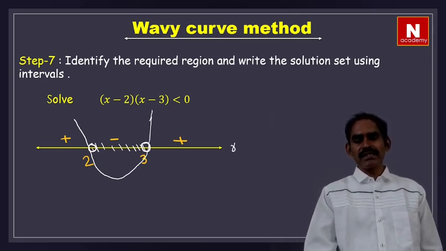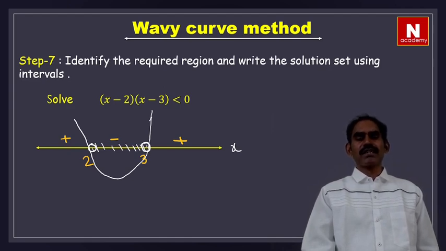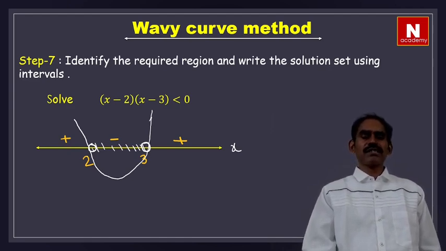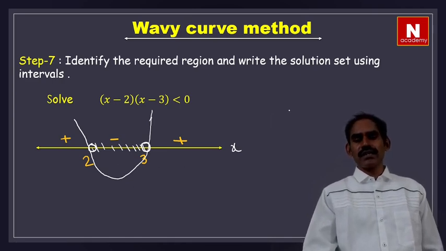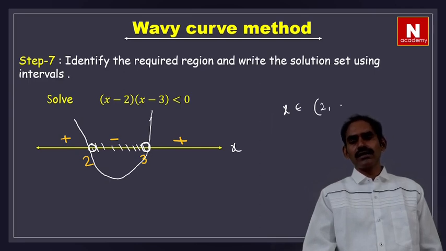If this is the x-axis, the curve below the x-axis means that is the negative part. Above the x-axis represents the positive part. Therefore, what is the required region here? x belongs to the open interval 2 comma 3. This is the solution set.